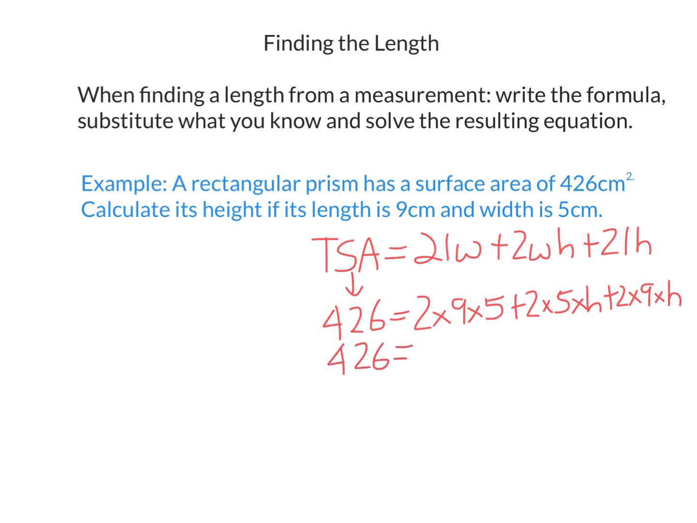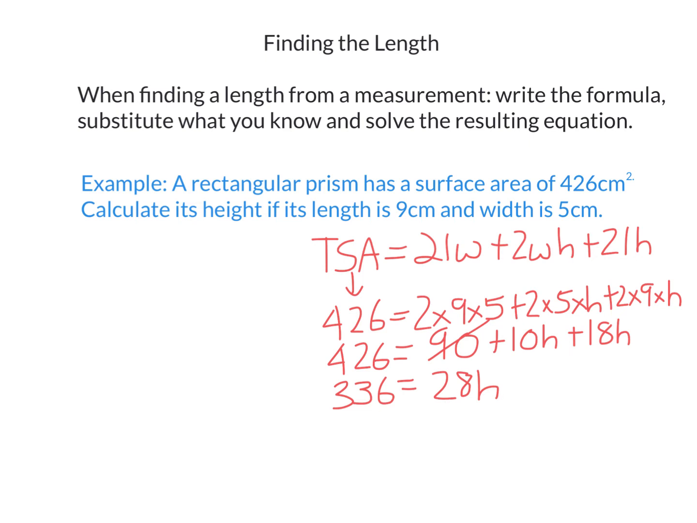So 2 by 9 by 5 is 90, 2 by 5 by H is 10H, and 2 by 9 by H is 18H. What I'm going to do is subtract 90 from both sides. So subtracting 90 from 426 gives me 336. 90 is gone from this side. 10H plus 18H is 28H. So this equation's easy to solve.